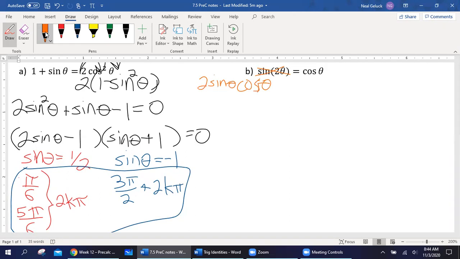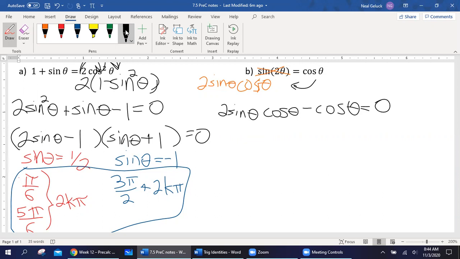Now, it might be tempting to divide cosine out on both sides, but I could have that cosine equals 0. So if I'm dividing out 0, I can't divide by 0. So instead of dividing it out, I'm going to subtract this cosine over and factor it instead of dividing it. So I achieve basically the same thing as dividing it out, but I don't risk that division by 0.